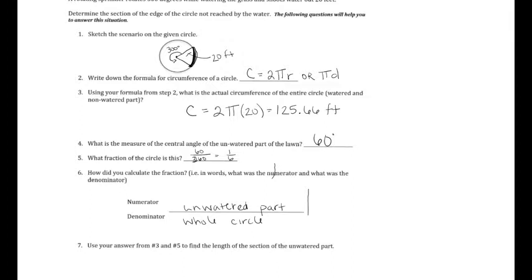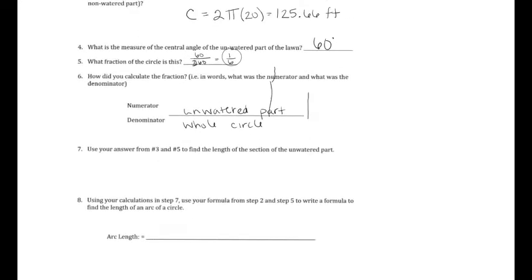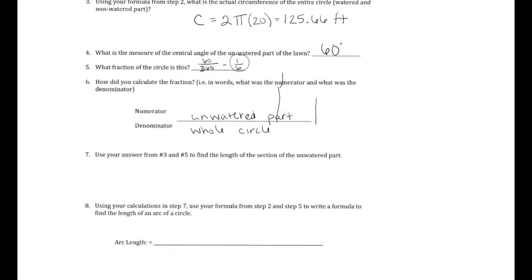So if I know the whole circle is 125.66 feet, and that's all the way around, and I want to know just what this part is, well, I know that's 1/6 of the circle. So if I multiply 1/6 times the whole circle, that will give me what that section is. So I'm going to do 1/6 times 125.66. And when I do that, I come up with 20.94 feet approximately. So that is how much of my circle is unwatered.